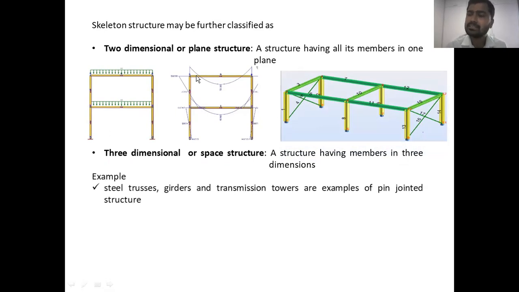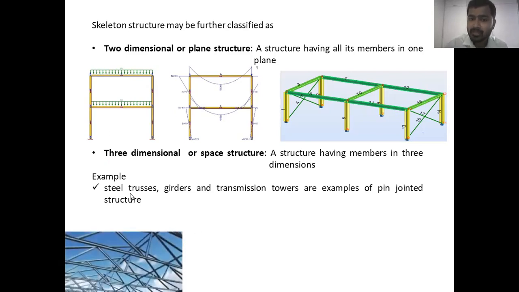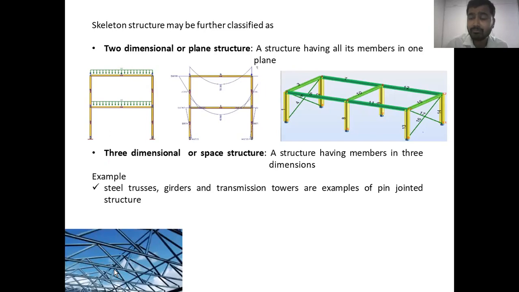Yes or no? Now, in this 3D or 2D, we also have to know what is meant by a pin jointed structure and what is meant by a rigid jointed structure. Because in a previous slide we went through the pin jointed structure and the rigid jointed structure, let us take examples of the pin jointed structure. What are the examples of pin jointed structures? We have the steel structure. Here you can see this is a steel structure, like the structures you can see in industries. Wherever you go in industries, you can see such structures.